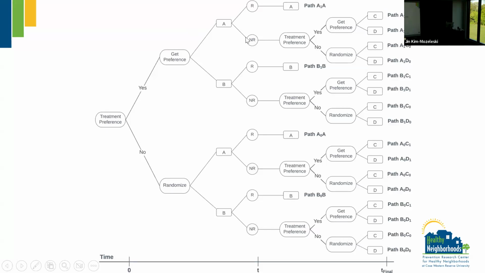And then if they don't respond to their treatment, even if they were initially randomized, they can still choose their second stage treatment. So if you didn't care in the first place and you were randomized to A, but you didn't respond to A, and now you do have a preference, you're like, that didn't work at all, and here's what I would like to do, then you can still get that patient preference here. If you still don't have a preference, then you'll get randomized again.